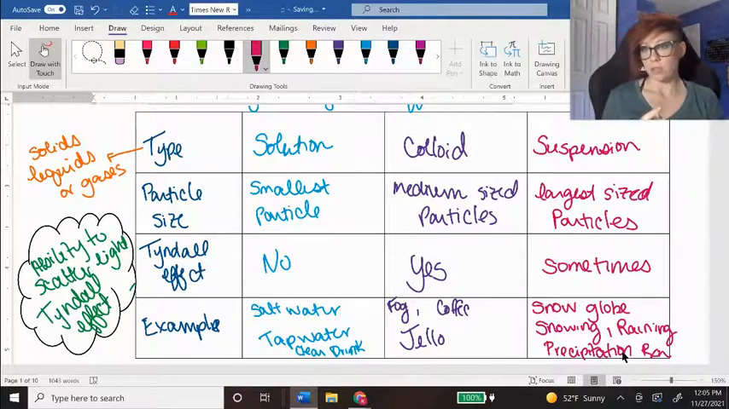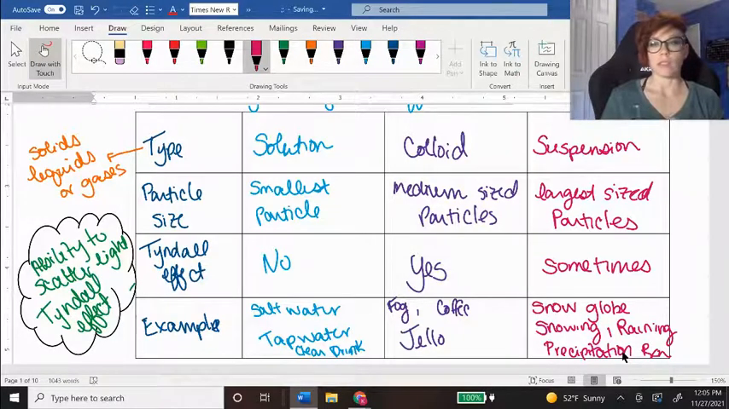Again, your three types of mixtures are solution and colloid, which are homogeneous. You can't see the difference in the composition macroscopically with your eyes. And then a suspension would be considered a heterogeneous mixture, like a snow globe or some snowing, that type of thing.